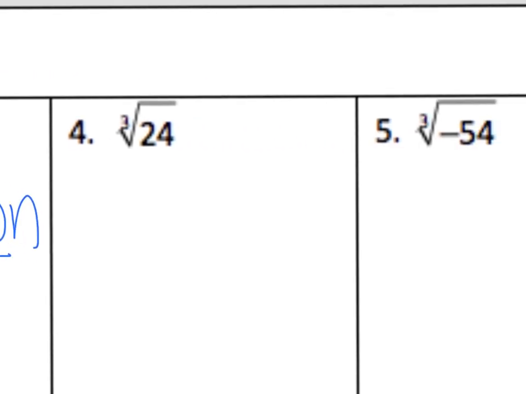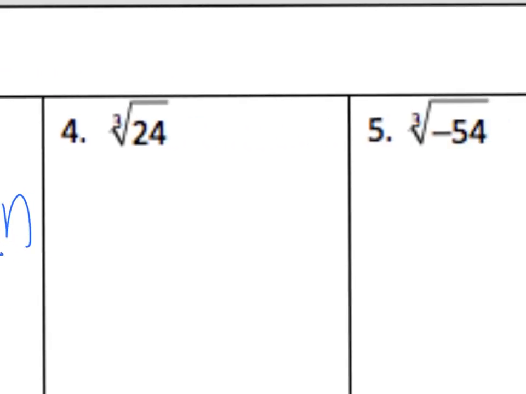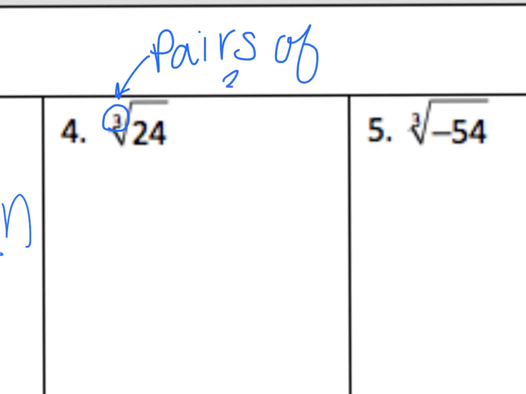All right, number 4. I've got now the cube root of 24. So like before, I said it was a square root and we put a 2, and that's why we look for pairs of 2s. When it's a 3, you're looking for pairs of 3. I guess pairs doesn't make sense. It would be groups of 3.